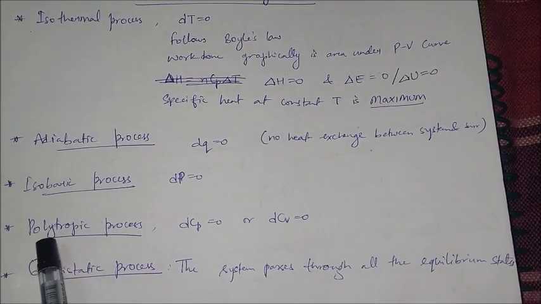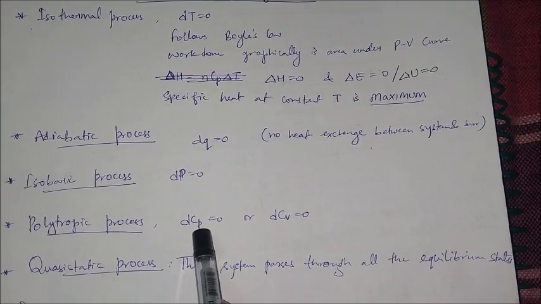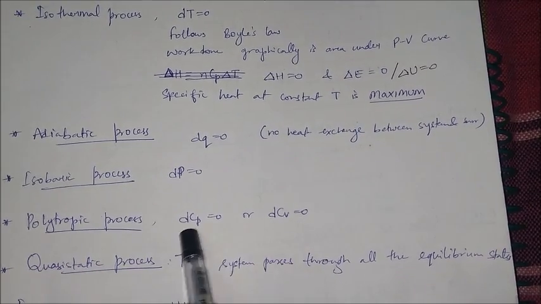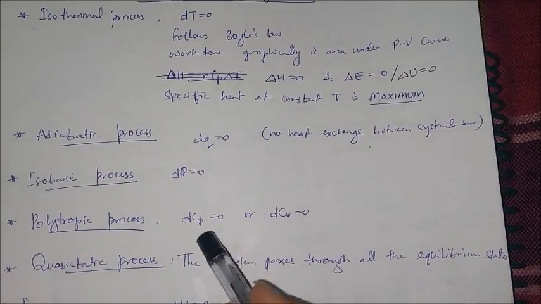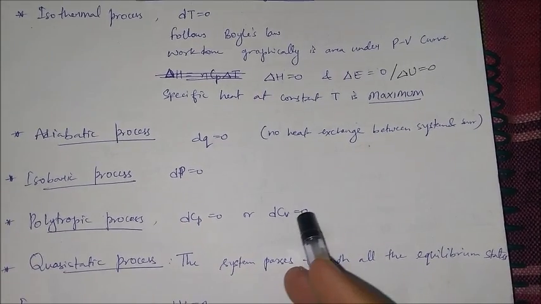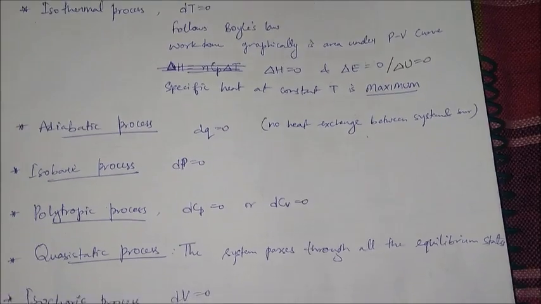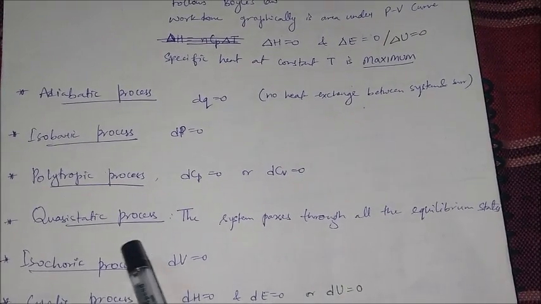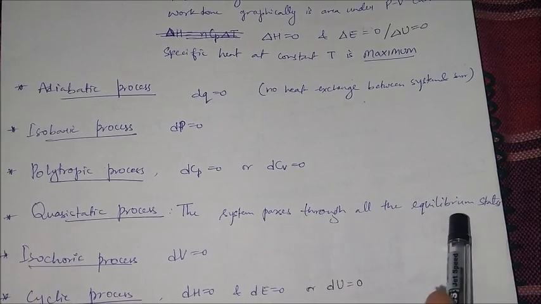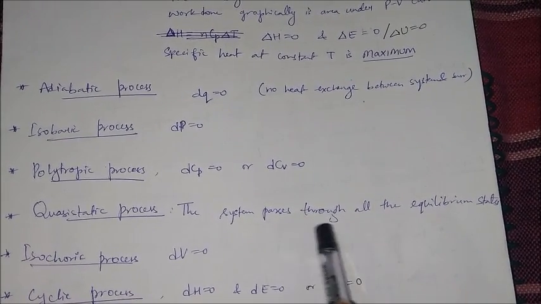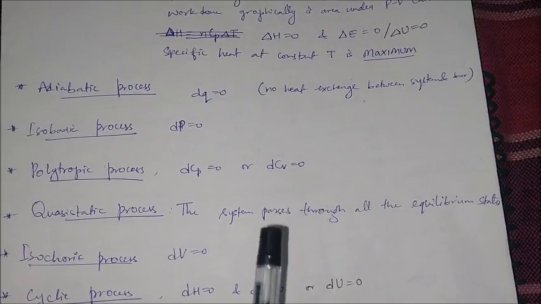Next comes the polytropic process. In a polytropic process, dCp and dCv are both equal to 0, meaning the change in specific heat at constant pressure and specific heat at constant volume are both 0. There is no change in specific heat in a polytropic process. Then next is the quasi-static process. A system which passes through all the equilibrium states is called a quasi-static process.